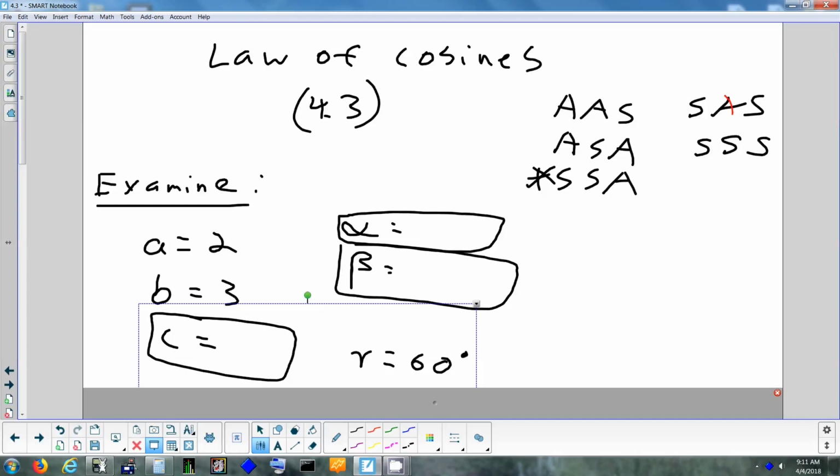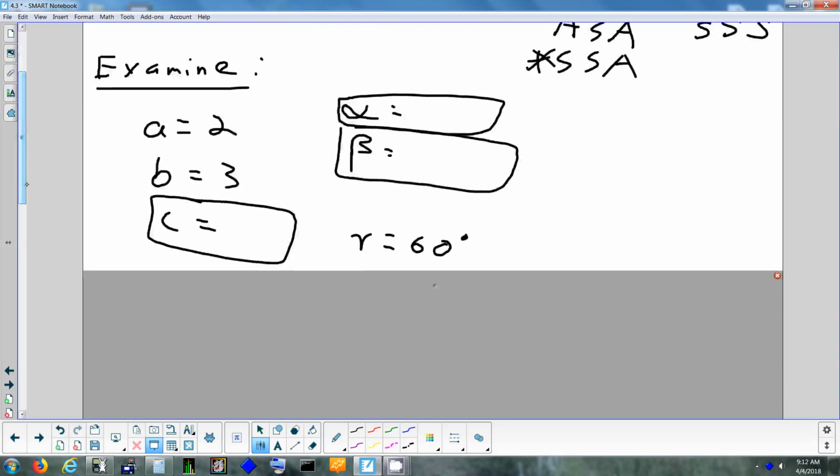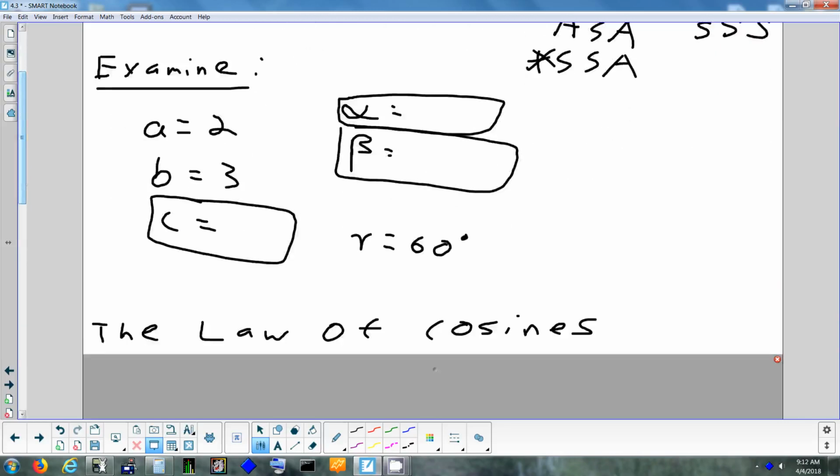And can I use the Pythagorean theorem to get C? No. If I could, then I would have a complete row. But if I use the Pythagorean theorem, what am I assuming about the problem? I'm assuming that it has a right angle, and I don't know if alpha or beta is a right angle. I'm not sure, so I can't assume that. So this kind of problem falls under a different formula, and it's the law of cosines.